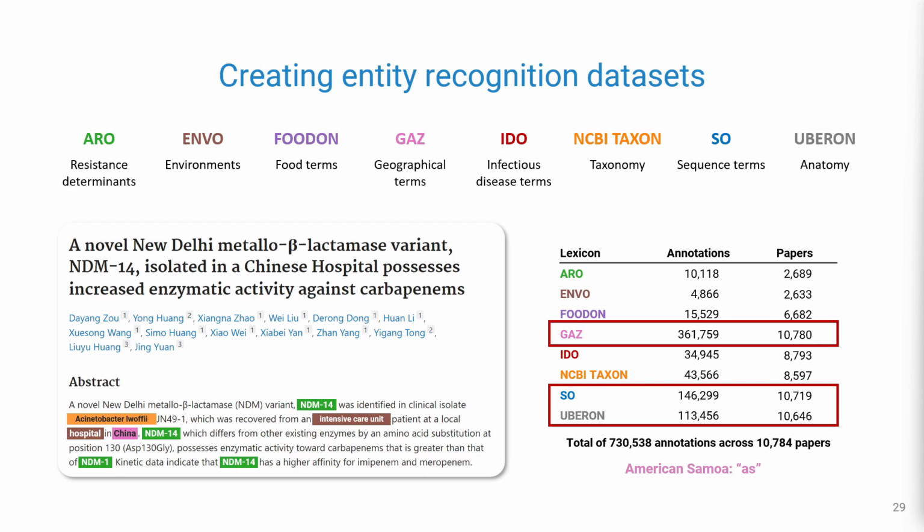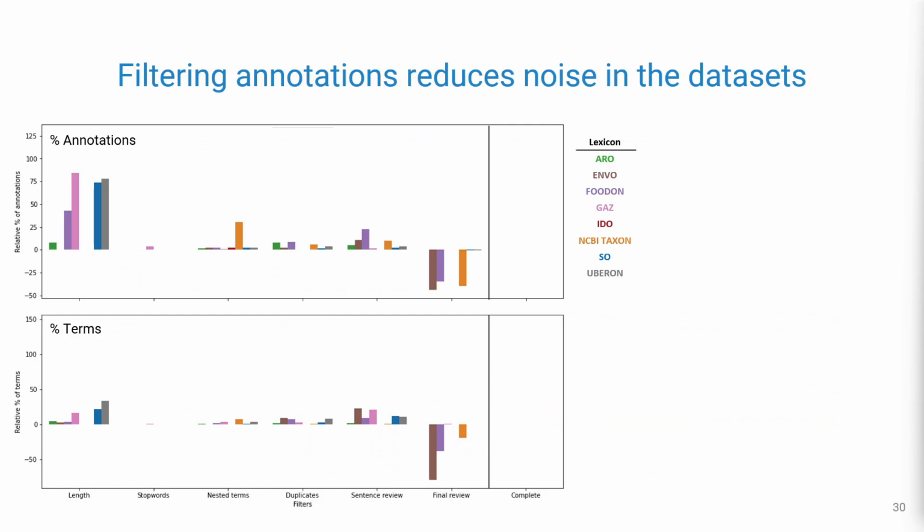To solve this issue, I filtered the labels through a series of steps. The graph on top shows the relative percent of annotations removed after each filtering step, and the bottom shows the relative percent of terms removed at each step. The filtering steps include filtering by length, stop words, nested terms, duplicates, and a couple final manual review steps. The most important steps based on their relative change were length filtering and the manual review steps. The manual review is especially important to generate high-quality data sets that we could really trust. This is important because the better quality of our data, the better the models perform after training.